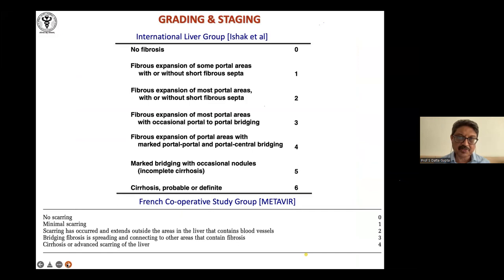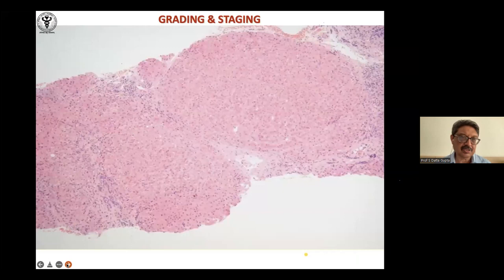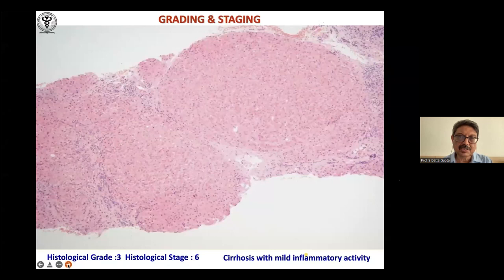So this is what is done. No fibrosis to cirrhosis. This is the inflammation. So histologically it would be grade 3, stage 6. This may not mean much to a clinician. So please insist on the pathology writing: it is cirrhosis with mild inflammatory activity. It will help the clinician. It will also tell the clinician how to explain to the patient.